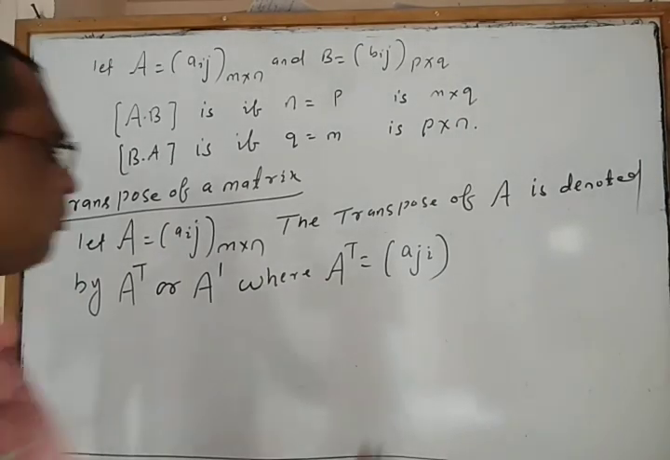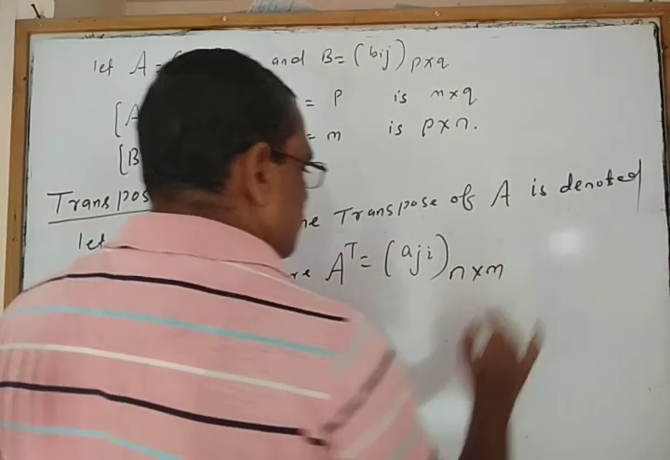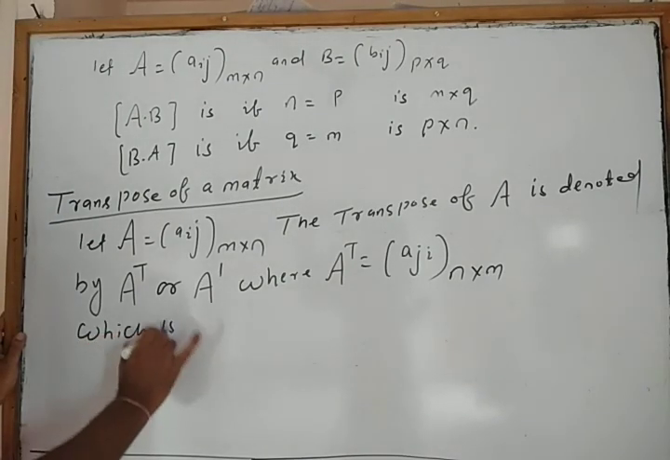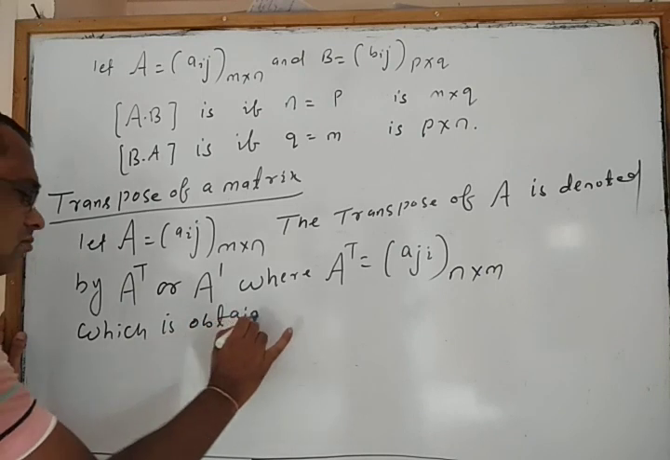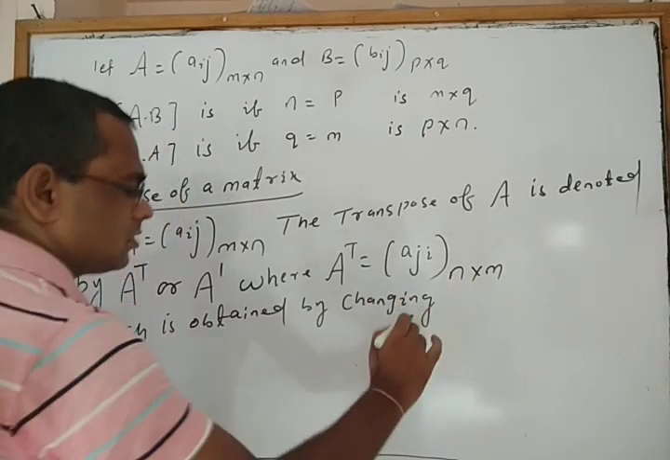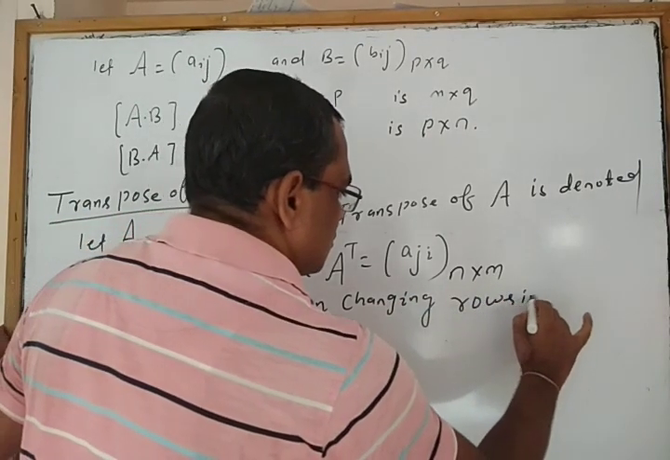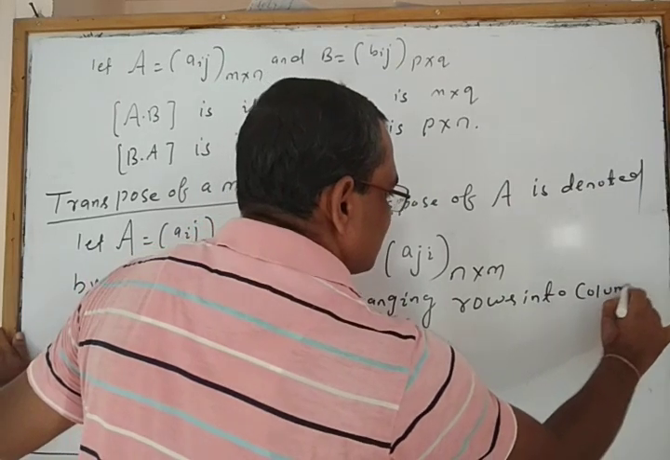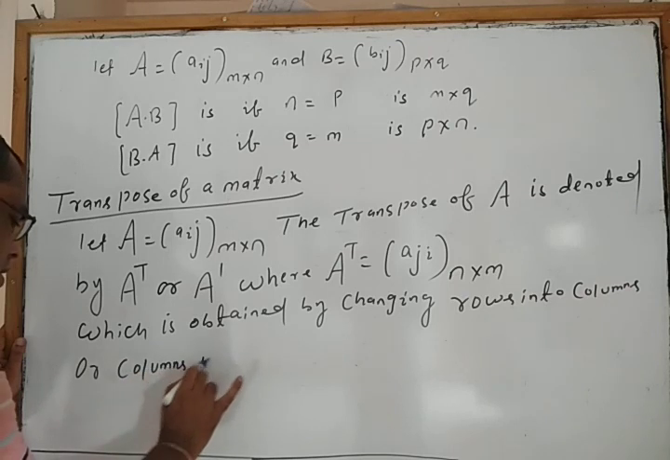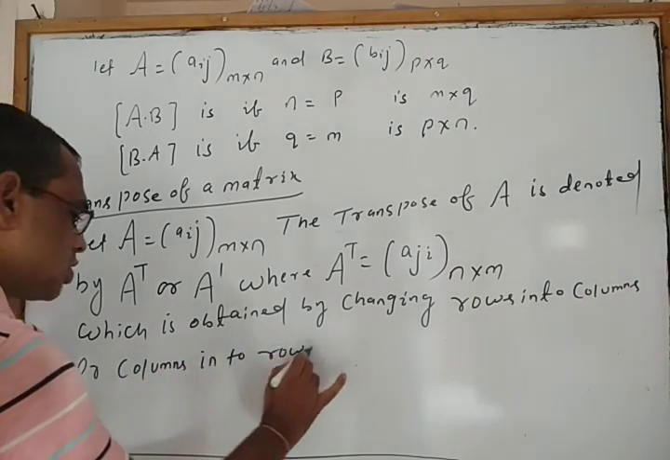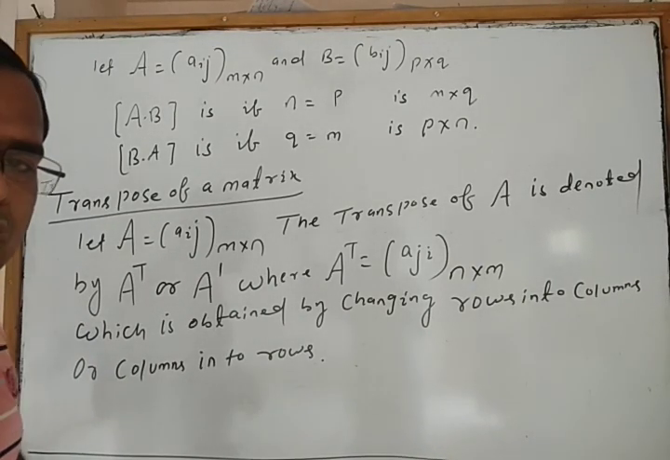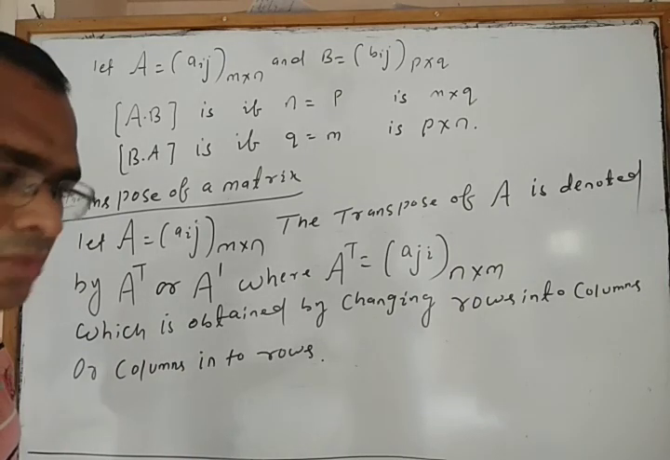Aji of order n cross m, which is obtained by changing rows into columns or columns into rows. That is, transpose means you have to interchange rows into columns or columns into rows.